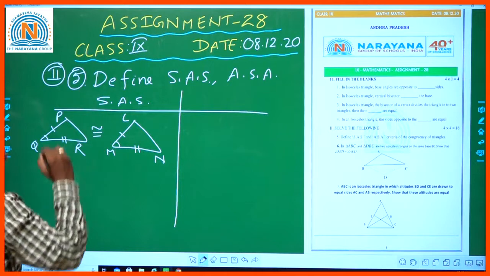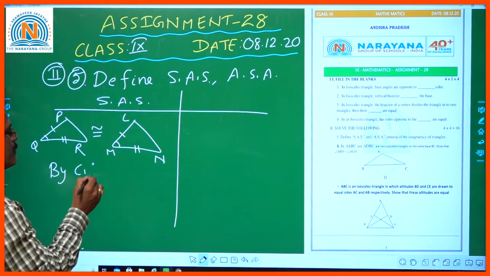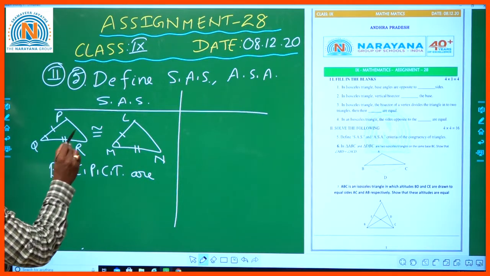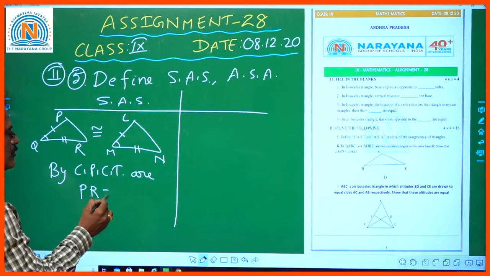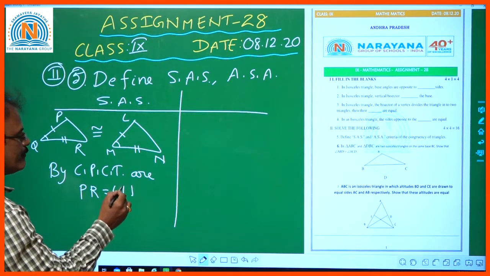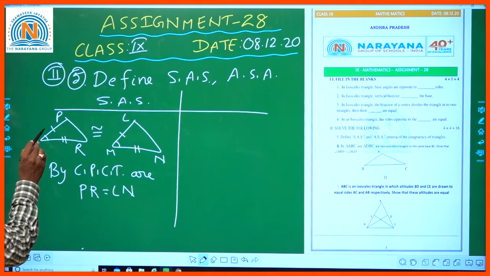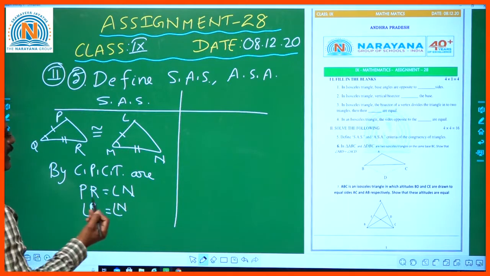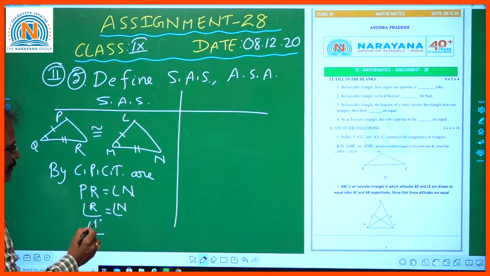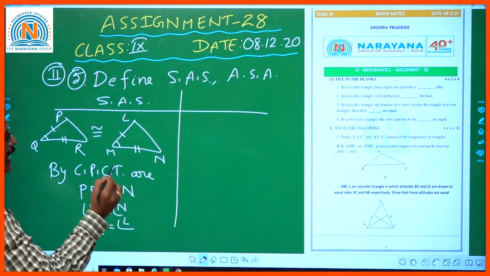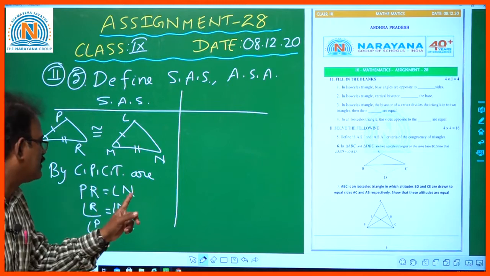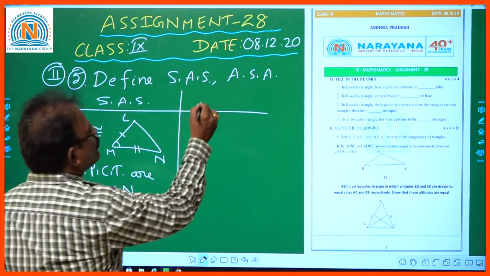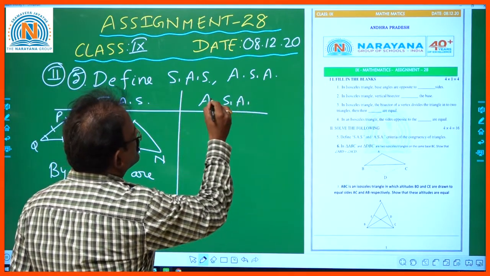Then because of this axiom, what are the CPCT parts? See, opposite to this angle, PR; opposite to this angle, LN; opposite to single slash angle R, opposite to single slash angle N, opposite to double slash angle P, opposite to double slash angle L. So one side and two angles are equal because of CPCT parts. Similarly, how to explain ASA, children?